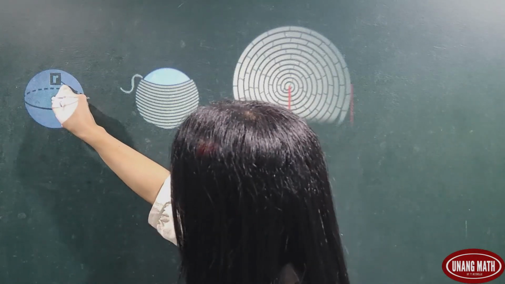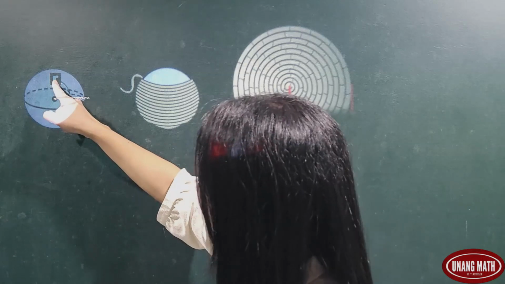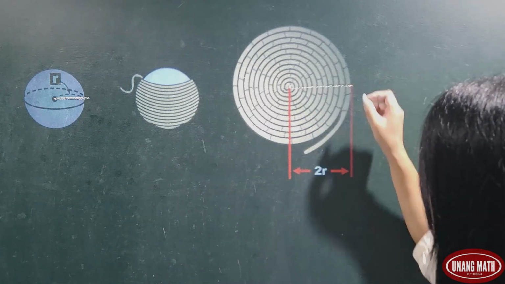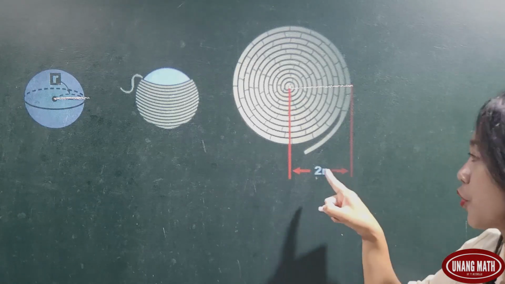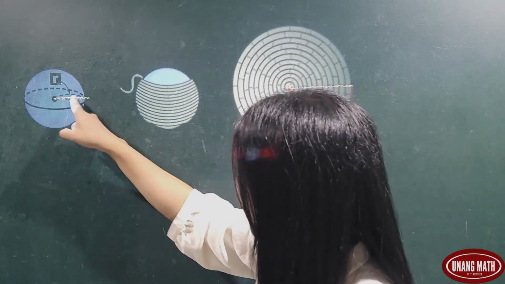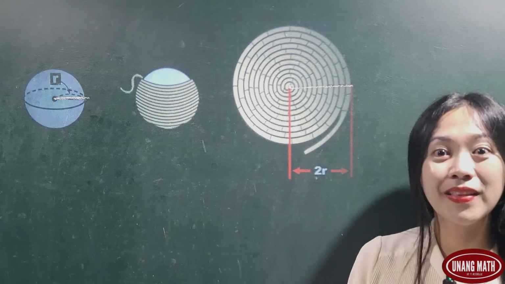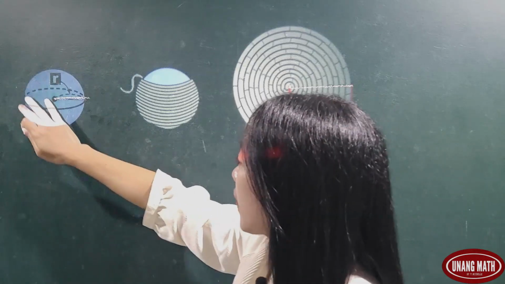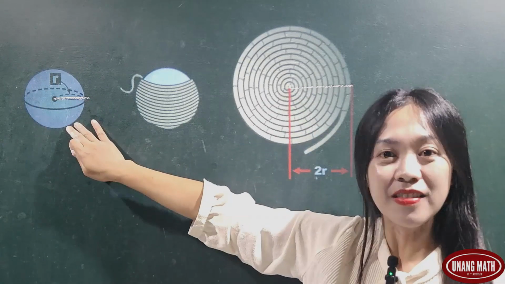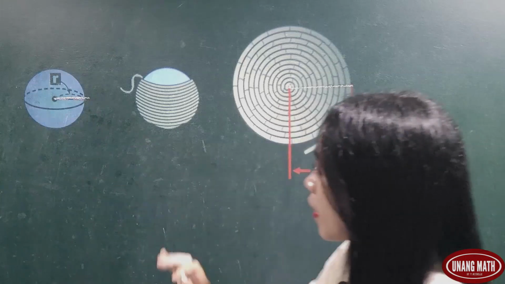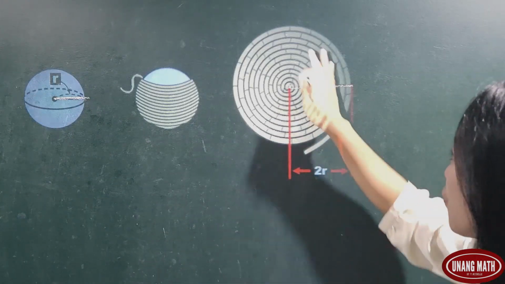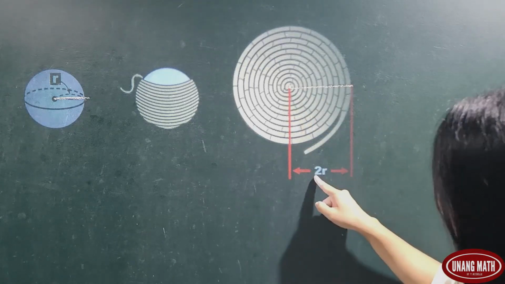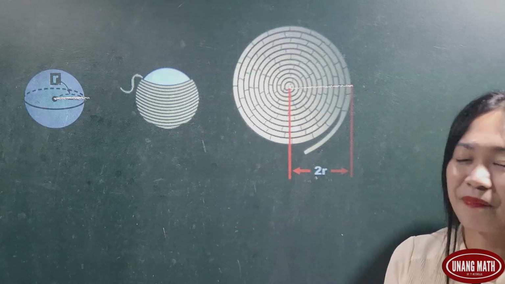If from here to here, that's r or the radius, from this point up to this point, that's 2r or 2 times this radius. What does it mean by that? It means that the surface area of this sphere with the radius r is equal to the surface area of this circle with radius 2r.